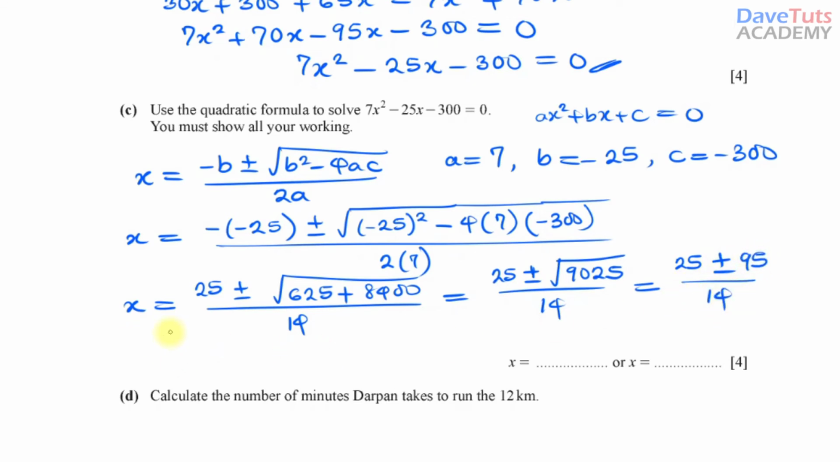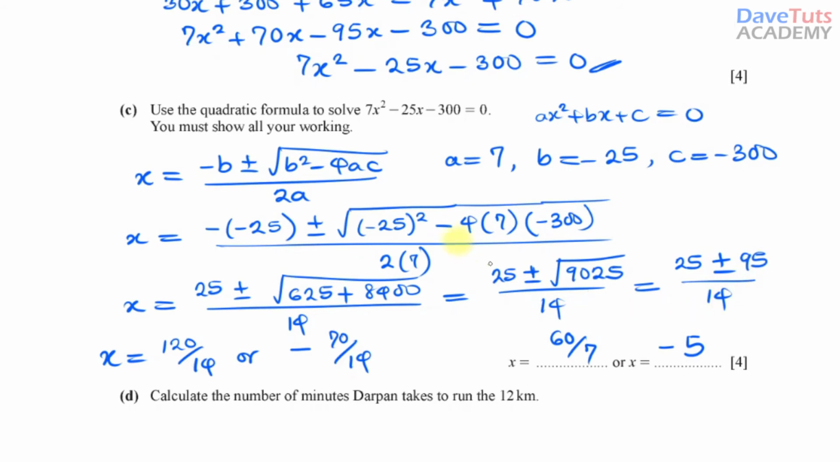If it is plus, that will be 25 plus 95, which is 120. So it's either we have 120 over 14, or we have minus 70 over 14. Okay, so we can just cut in this particular case. Between 120 and 14, 2 can go. So x will either be 60 over 7, or 70 over 14 will be minus 5.